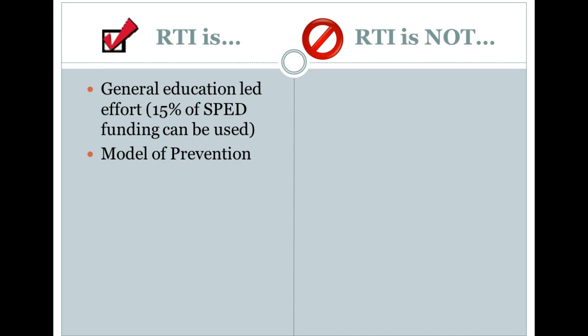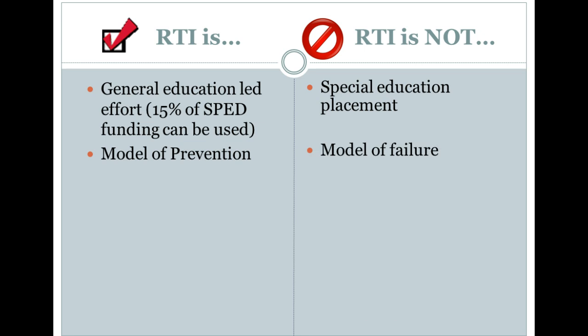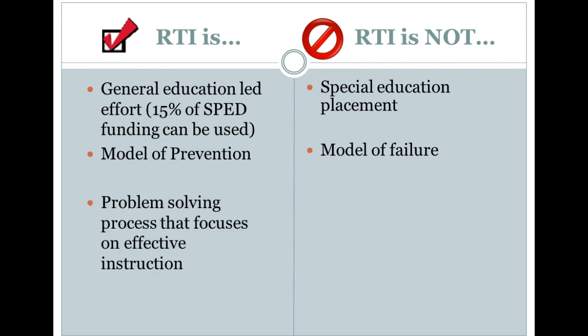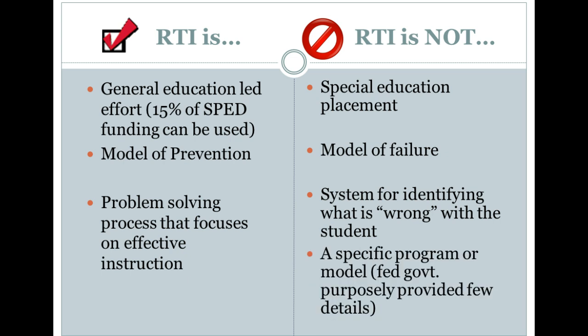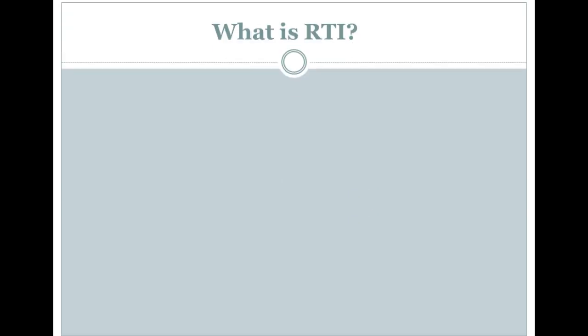It is a model of prevention. RTI is not special education placement or a special education led effort, and it is not a model of failure. We are not waiting for them to fail before we enact response to intervention. RTI is a problem-solving process that focuses on effective instruction. It is not a system for identifying what is wrong with the student. It is not a specific program or model. In fact, the federal government purposely provided few details. You can have 3 tiers, you can have more than 3 tiers. There isn't a specific program or model.